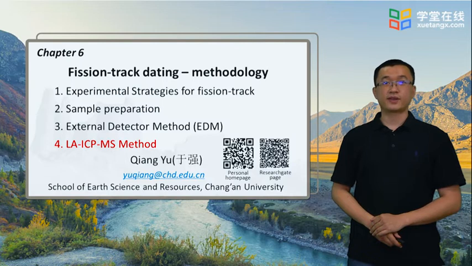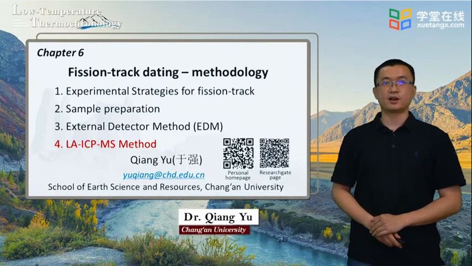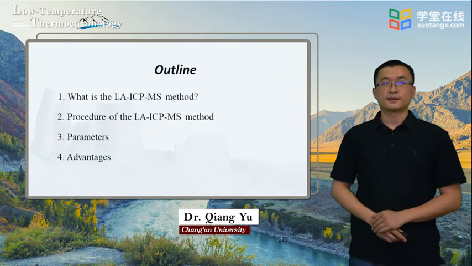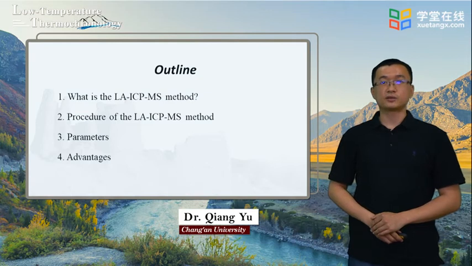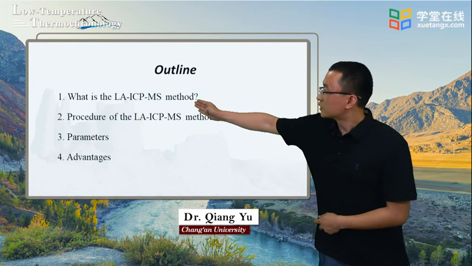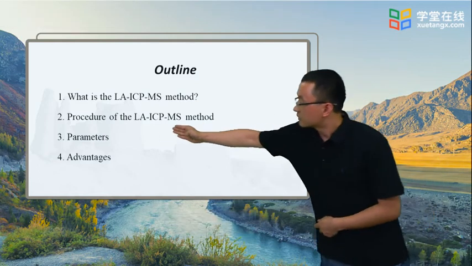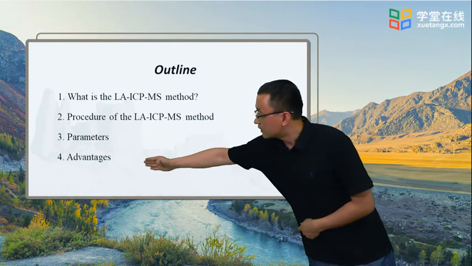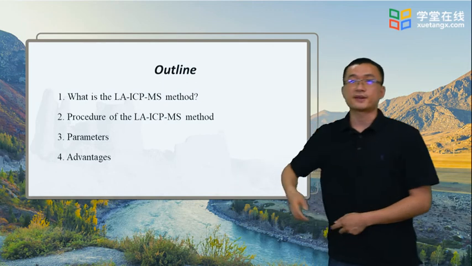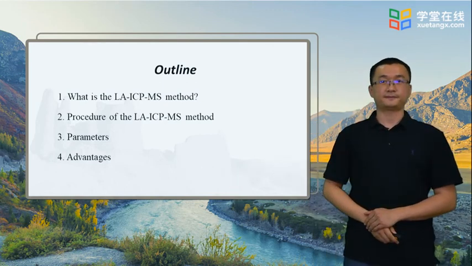Today, let's have a look at the fourth section of Chapter 6, the ICP MS Method. This lesson includes 4 topics, including introduction of the ICP MS method, procedures of this method, parameters and advantages of this method, respectively.